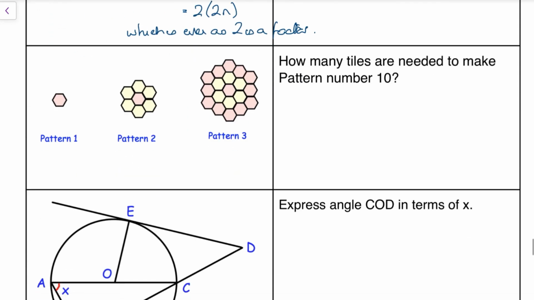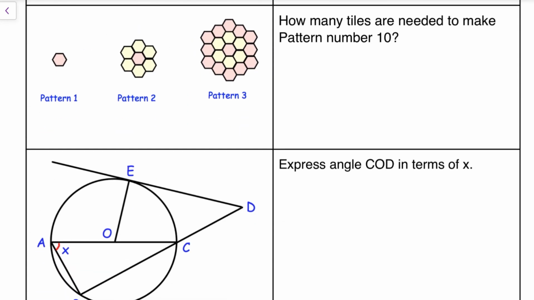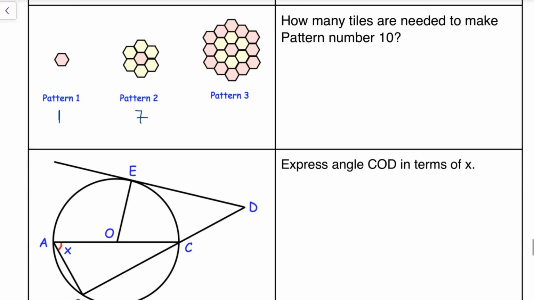Next question. All right, so next question says, how many tiles are needed to make pattern number 10? I seem to remember this question. I've seen this one before. Doesn't matter, but I'm going to make the same comments as before. So let's just first of all write down the number in each pattern. So there's 1 here, there's 1 plus 6, which is 7 here, and there is 19 here.